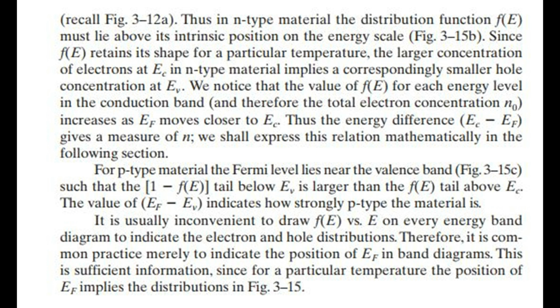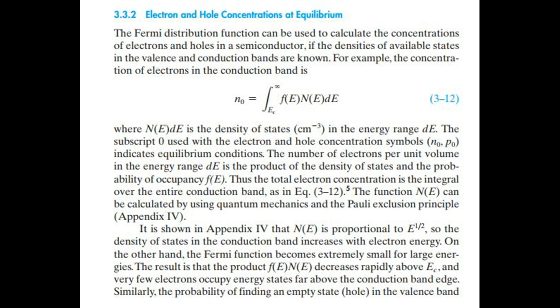3.3.2 Electron and hole concentrations at equilibrium. The Fermi distribution function can be used to calculate the concentrations of electrons and holes in a semiconductor, if the densities of available states in the valence and conduction bands are known. For example, the concentration of electrons in the conduction band is n0 = ∫ N(E) f(E) dE, where N(E) dE is the density of states, cm^-3, in the energy range dE. The subscript 0 used with the electron and hole concentration symbols, n0 and p0, indicates equilibrium conditions.